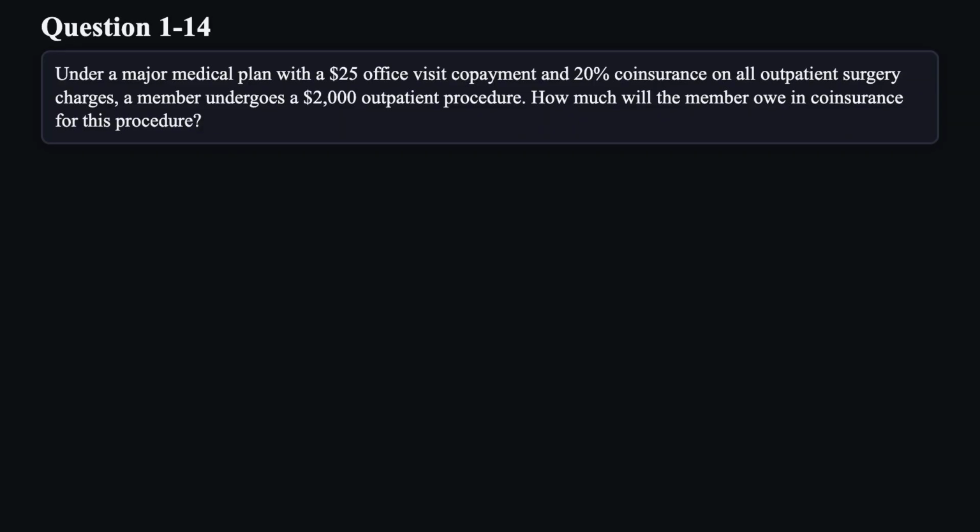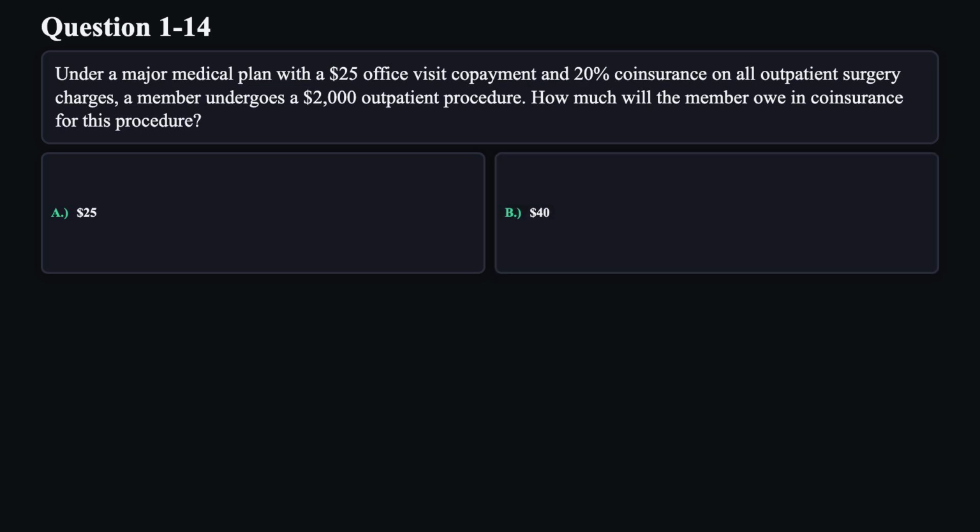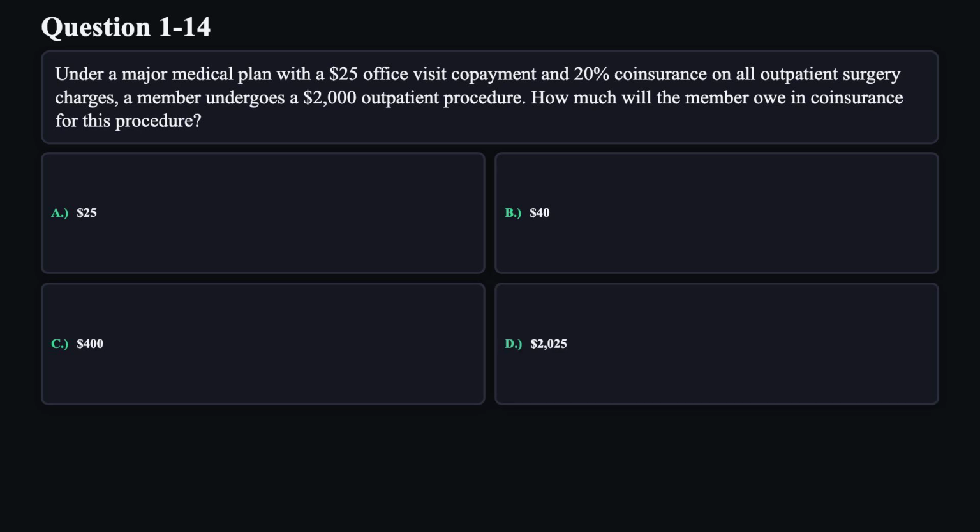Question 14. Under a major medical plan, with a $25 office visit copayment and 20% coinsurance on all outpatient surgery charges, a member undergoes a $2,000 outpatient procedure. How much will the member owe in coinsurance for this procedure? A. $25. B. $40. C. $400. D. $2,025.